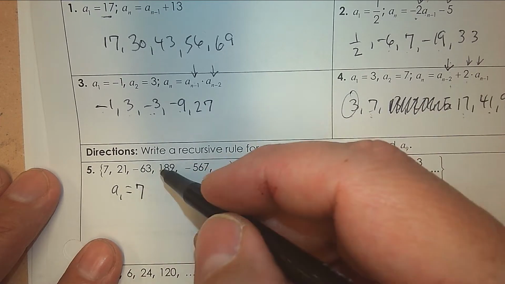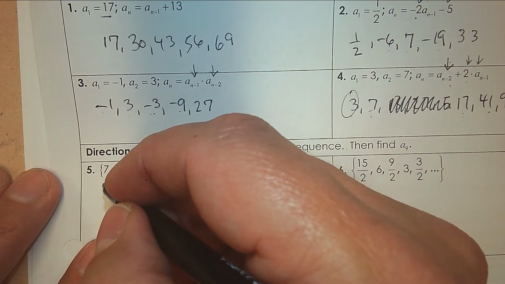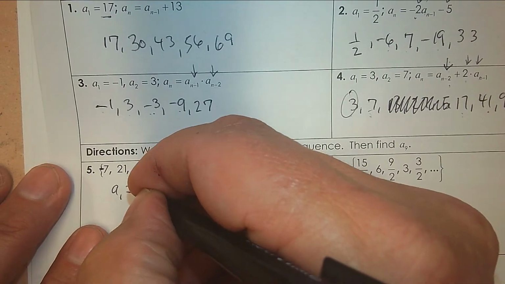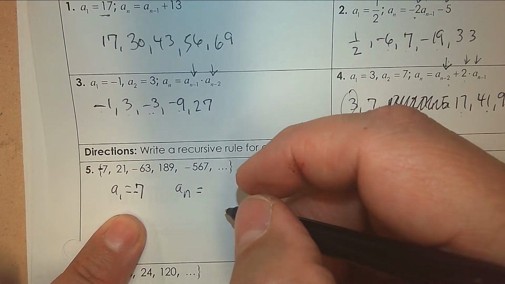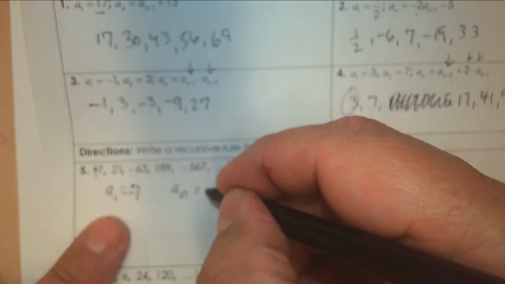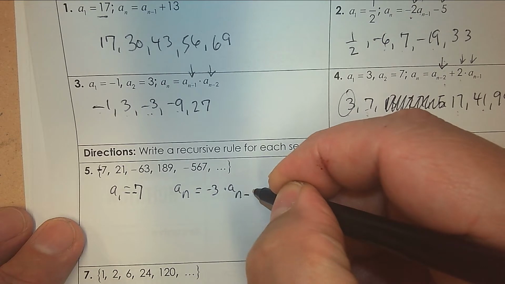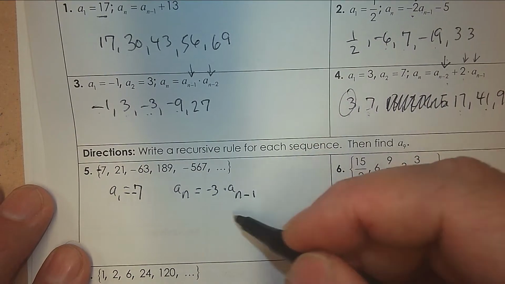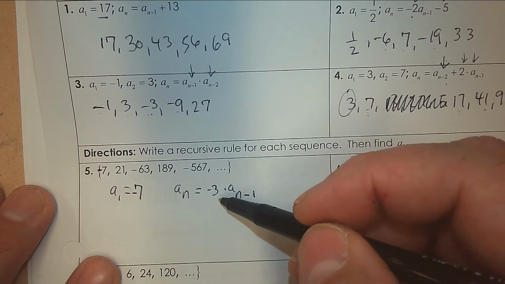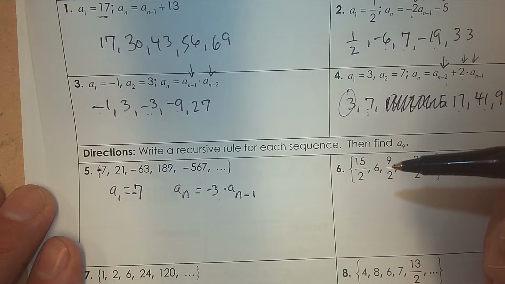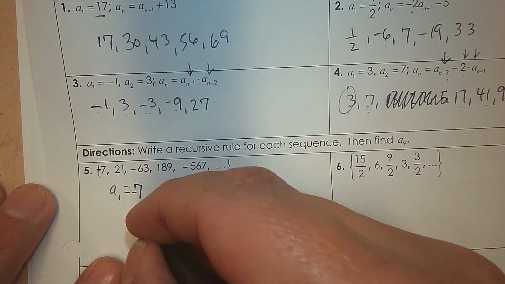So I think this is a typo. So I'm going to start here. This should say -7, or else it's not going to work. See, what you do is you take and you multiply the term before by -3. So take one term before, multiply it by -3 to get the next term. So there's a recursive formula. And then how would I find A9?